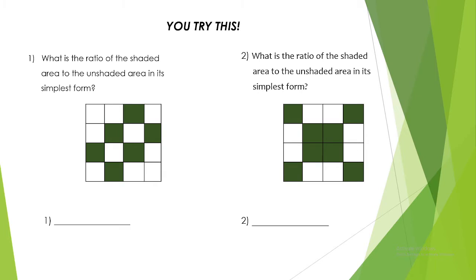Now, let's have this problem over here. If I'm going to be asking you with the first figure, what is the ratio of the shaded area to the unshaded area in this picture? So, what we will do is let's count how many shaded boxes do we have here? Okay, there are 6.